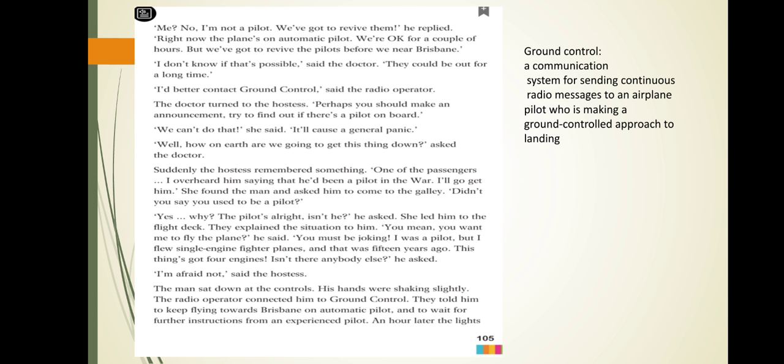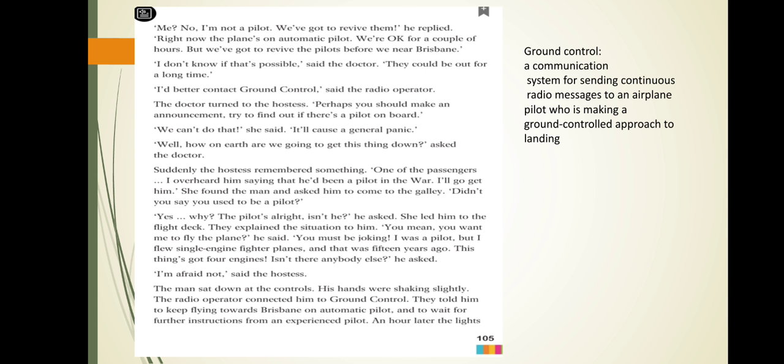I'd better contact ground control, said the radio operator. The doctor turned to the hostess. Perhaps you should make an announcement. Try to find out if there is a pilot on board. We can't do that, she said. It will cause a general panic.